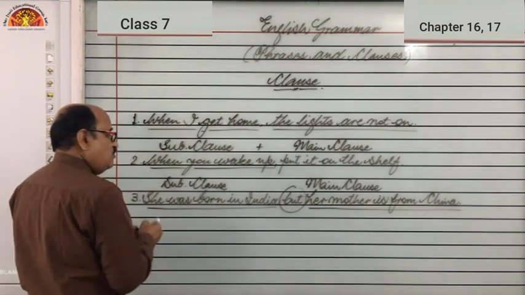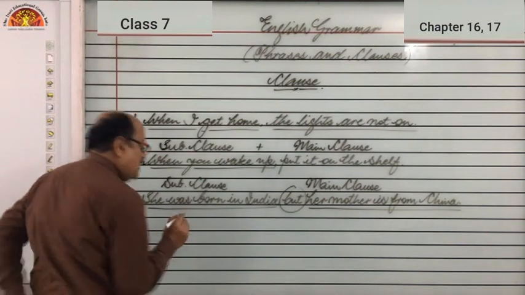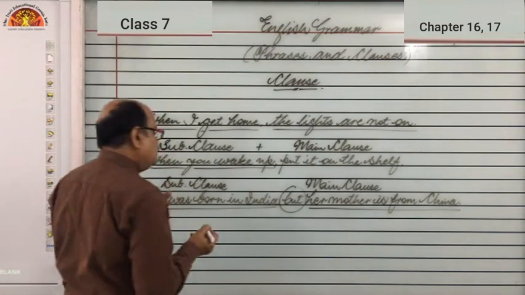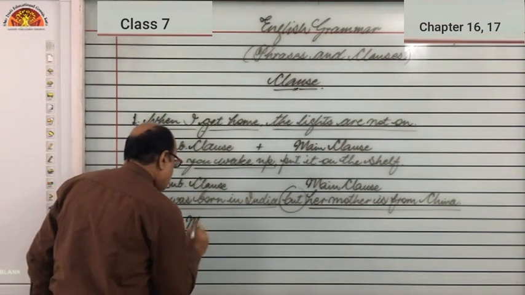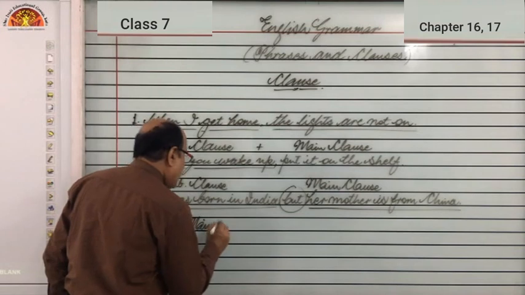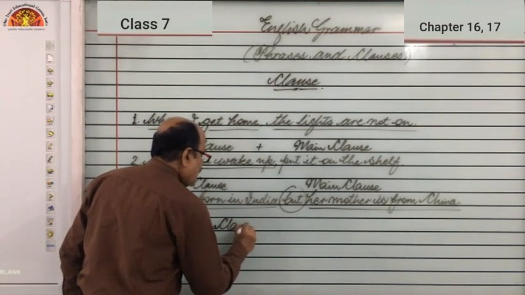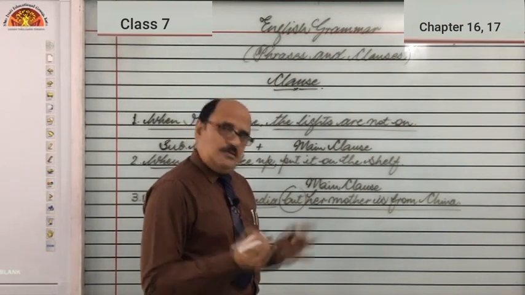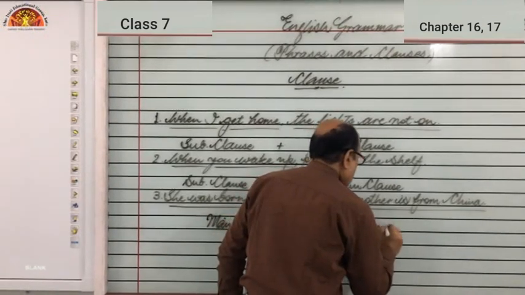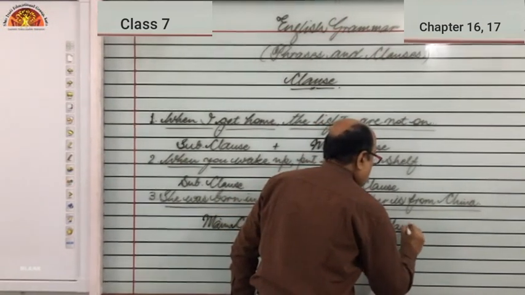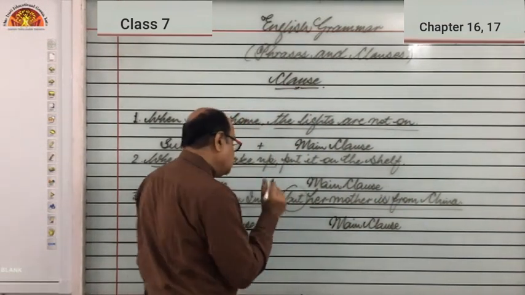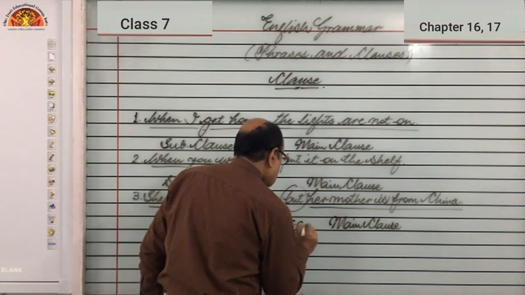Next is she was born in India. Is it complete? Of course, this is complete in itself. She was born in India. So we may say main clause, and here her mother is from China. This is also complete. So dear students, but is a coordinating conjunction, right?